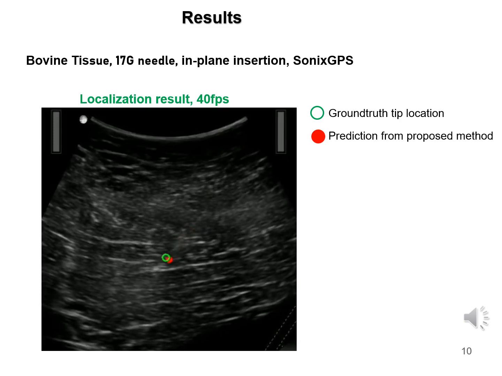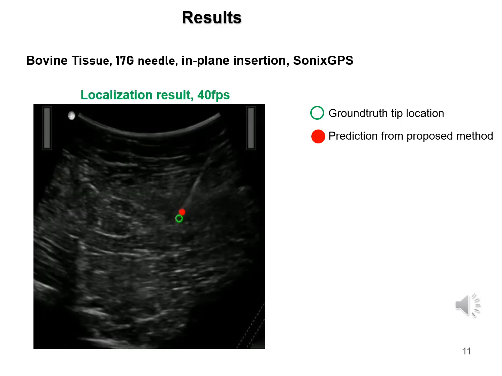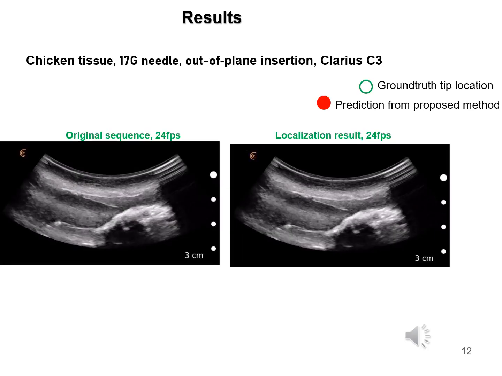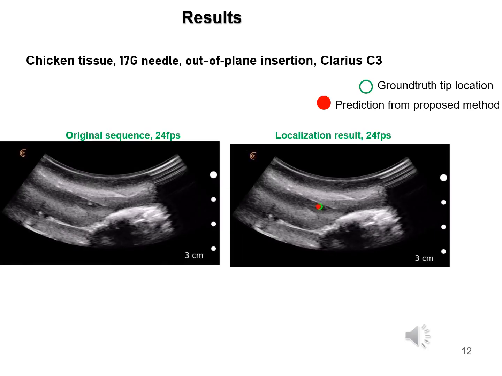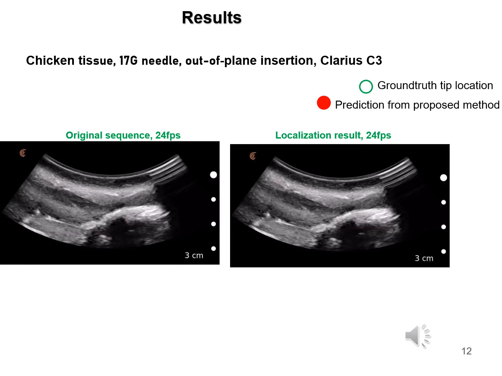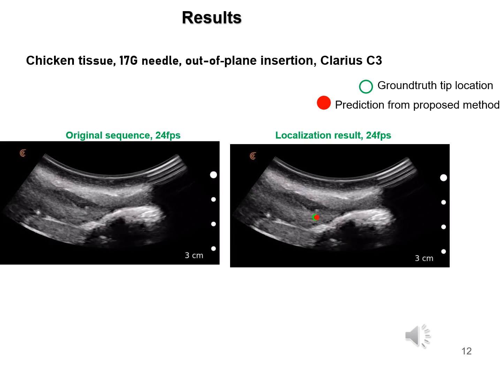First, a 17G needle inserted in bovine tissue in plane. Here is another test sequence. Again, a 17G needle inserted in bovine tissue in plane. And lastly, here is an illustration for out-of-plane insertion. Note that accurate tip localization is achieved despite salient motion artifacts that we introduced in this imaging experiment.